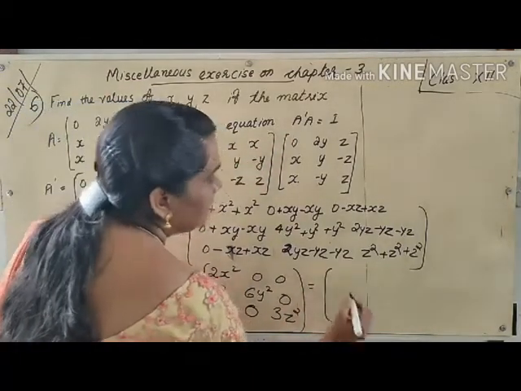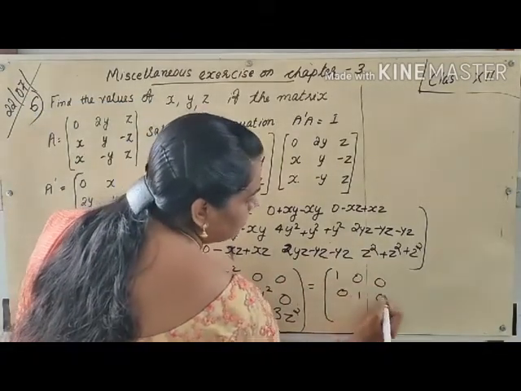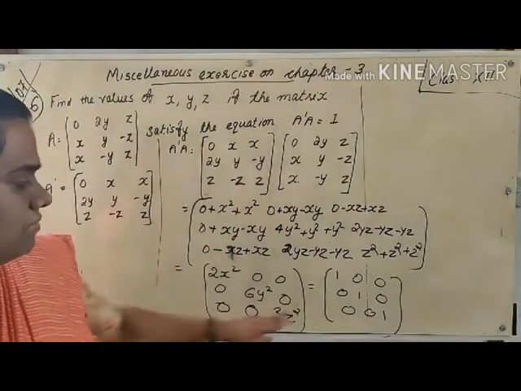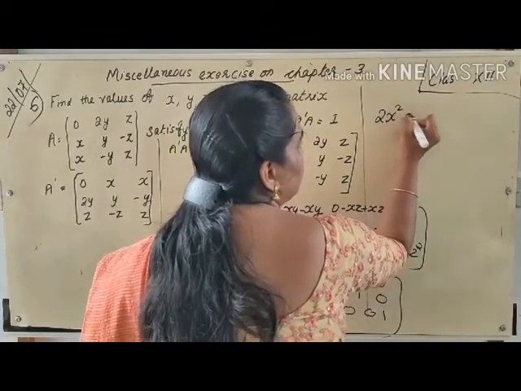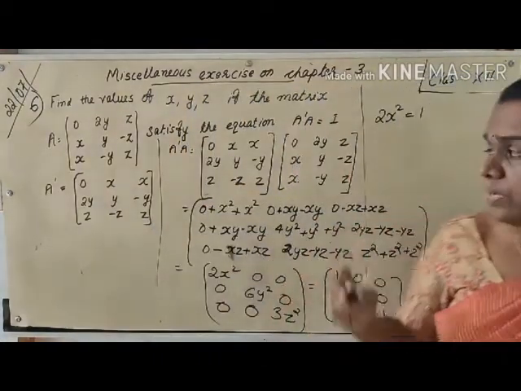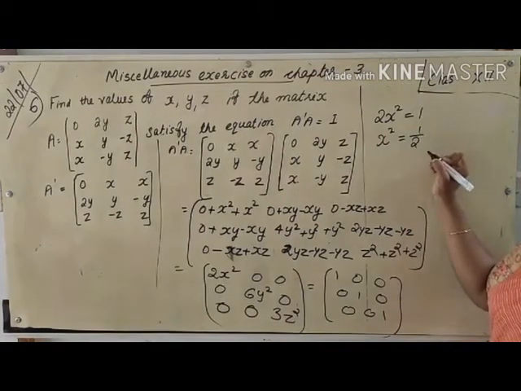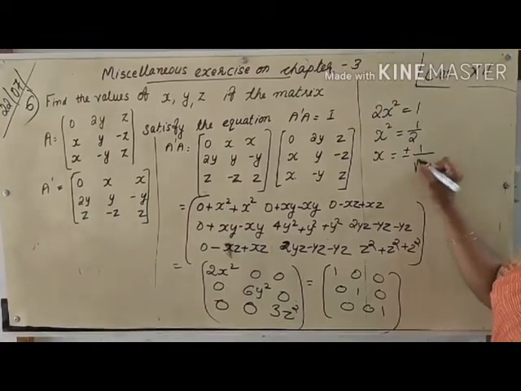What is I? I is the identity matrix: 1, 0, 0, 0, 1, 0, 0, 0, 1. Then let us equate this. 2x square is equal to 1. First of all, we get 2x square is equal to 1. Then x square is equal to 1 by 2. That means x is equal to plus or minus root of 1 by 2.